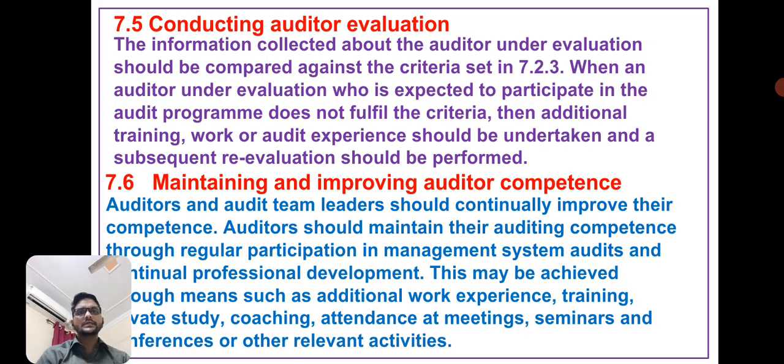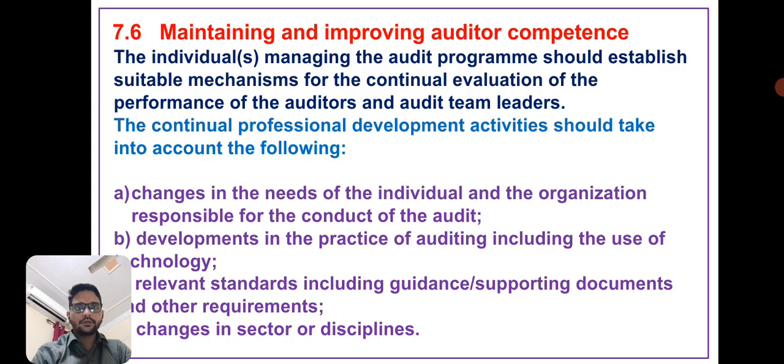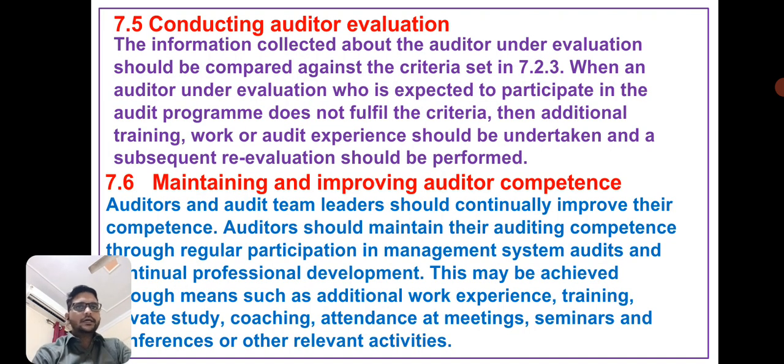Next is conducting auditor evaluation. How can we conduct auditor evaluation? The information collected about the auditors under evaluation should be compared against the criteria set in 7.2.3, as explained. When an auditor under evaluation who is expected to participate in the audit program does not fulfill the criteria, then additional training and work or audit experience should be undertaken and subsequent re-evaluation should be performed.